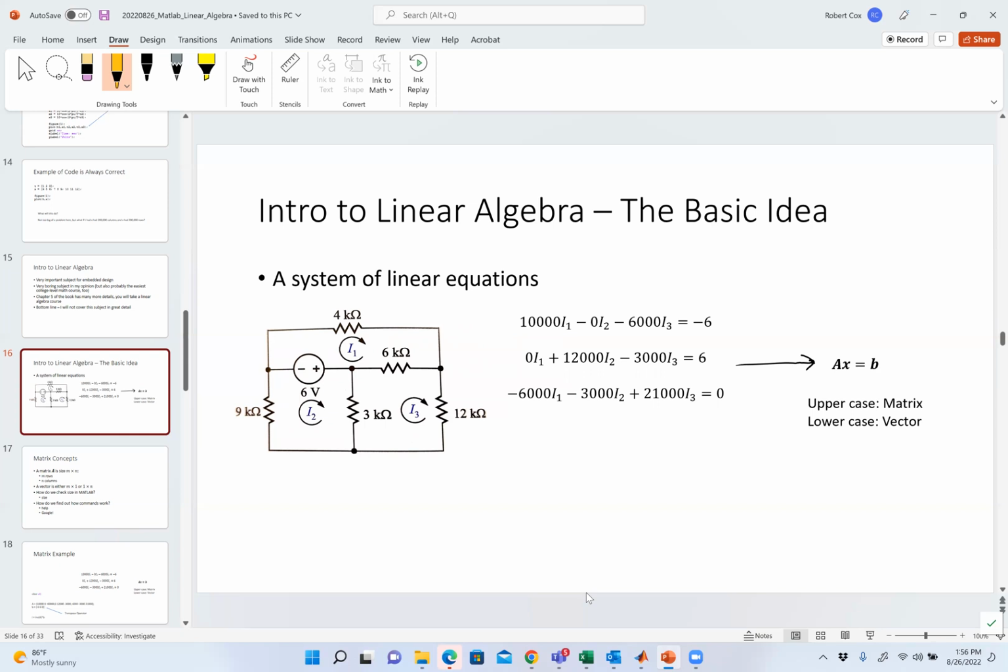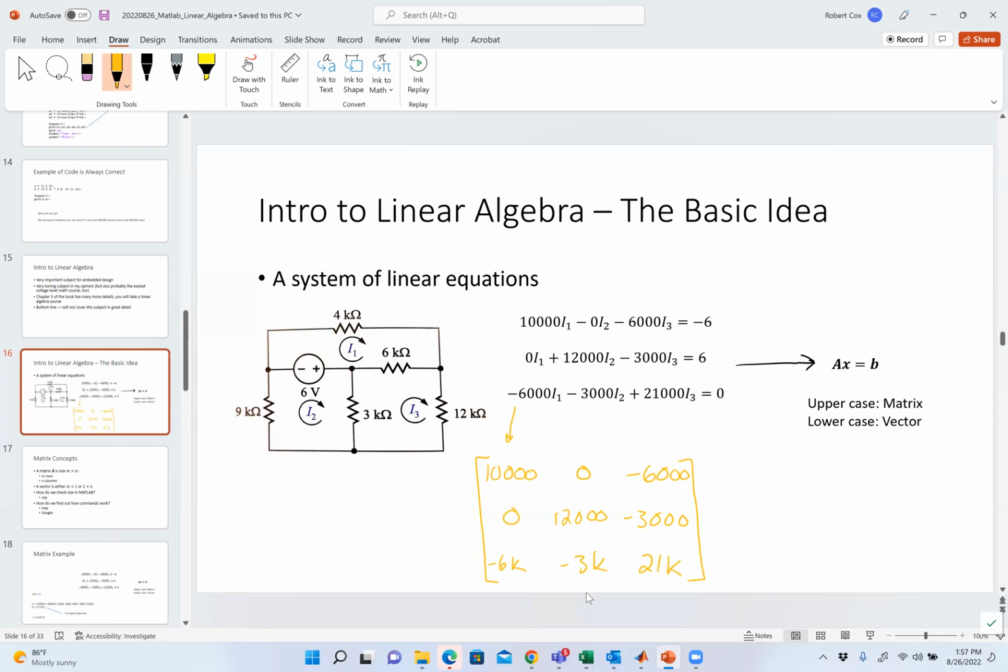Well, I can put that in matrix form. If I tried to map this into a matrix, what would I have? A 3x3 matrix, right? What would be the top row? 10,000, 0, negative 6,000. The next one would be 0, 12,000, negative 3,000. And the last one is negative 6,000, negative 3,000, and 21,000.